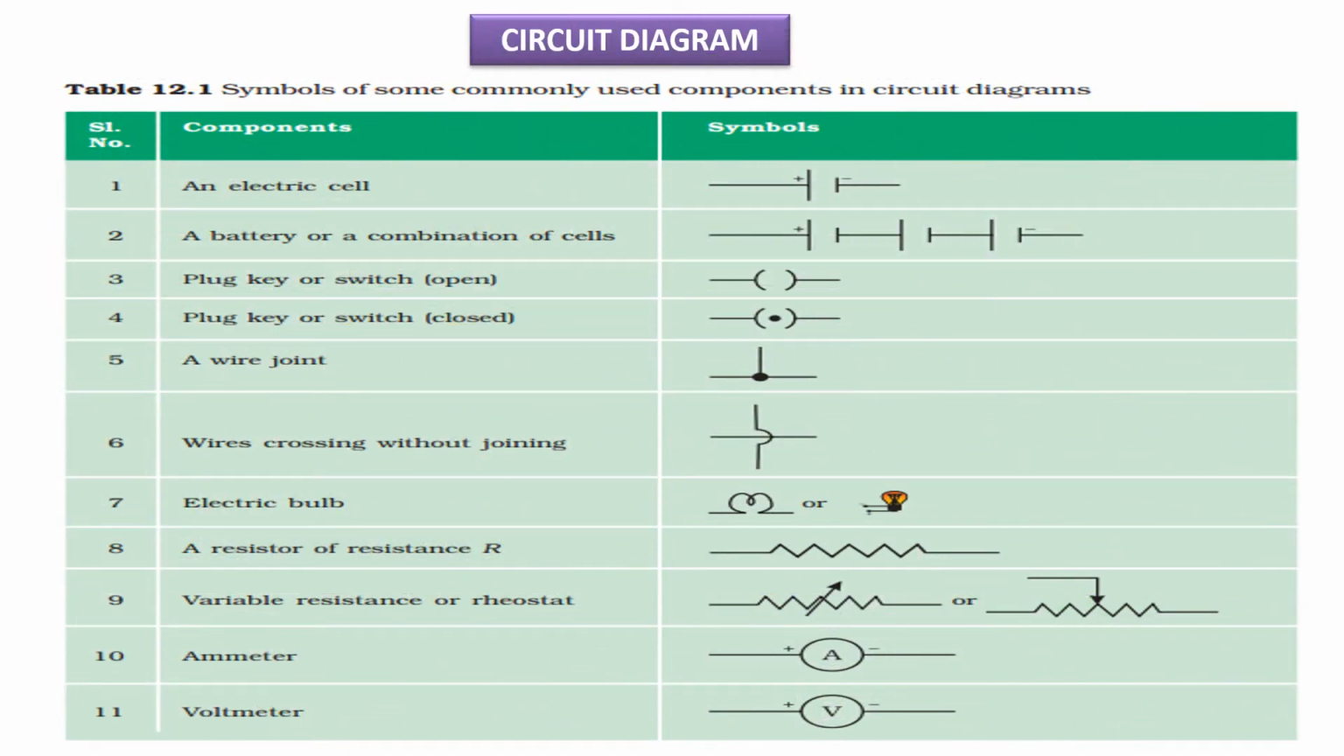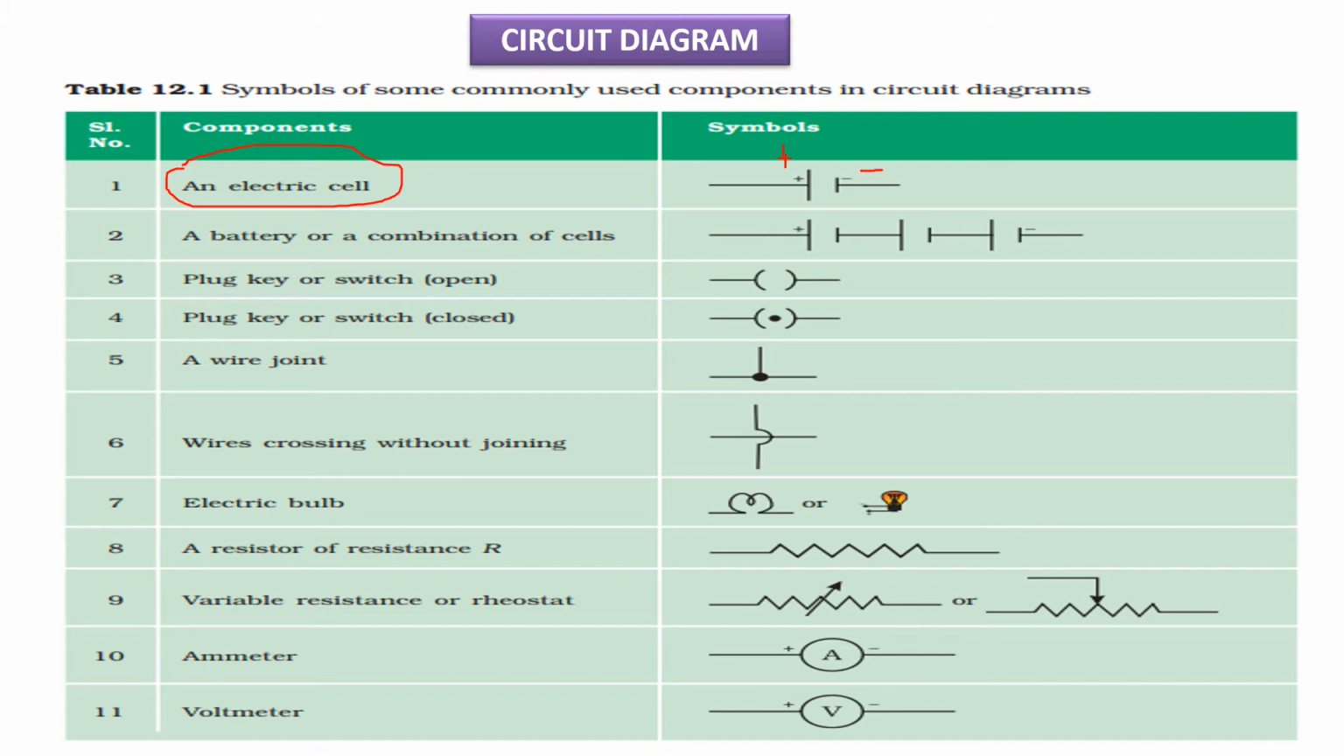Coming to the circuit diagram. Before getting into the circuit diagram, we can see the symbols. See, electric cell. The electric cell is represented by this. Always the bigger portion is called positive. This is positive, and the smaller portion is negative. This is a single cell, or electric cell.